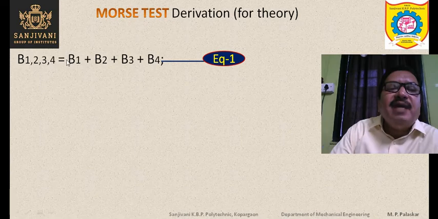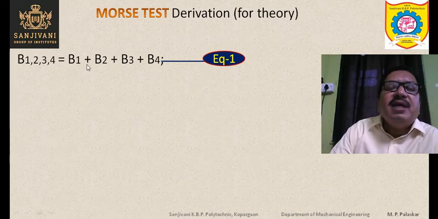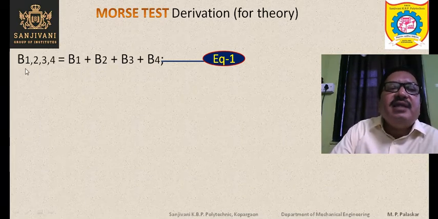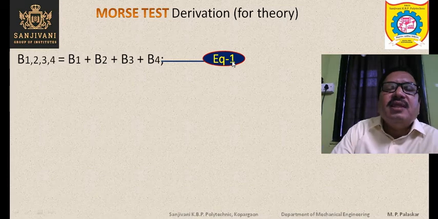So the combined brake power developed by all the 4 cylinders is the sum of the brake power developed by individual cylinders, and therefore we write B1234 is equal to B1 plus B2 plus B3 plus B4. This we call equation 1.